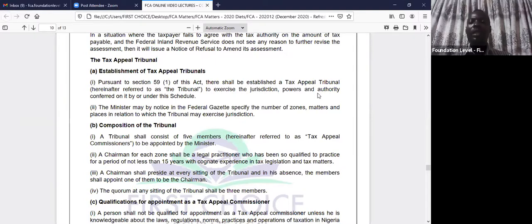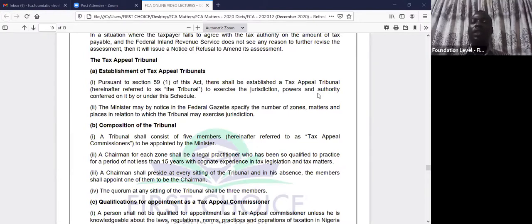Then we have the rave of the moment, the Stamp Duty Act. Stamp duty is the number one tax reigning at the moment, and you can bet that people will have issues with this stamp duty. Some people do not know what constitutes their stamp duty. Some people are being excessively charged and all that. And so the Tax Appeal Tribunal will arbitrate in the stamp duty rivalry between the government and the individuals.